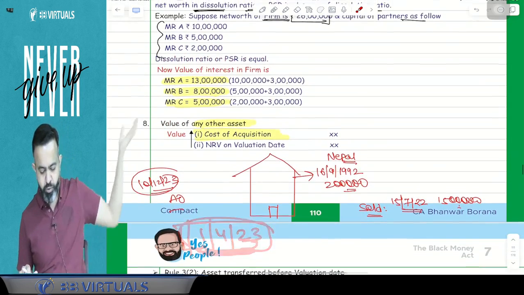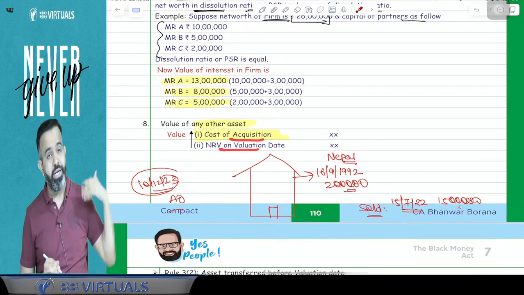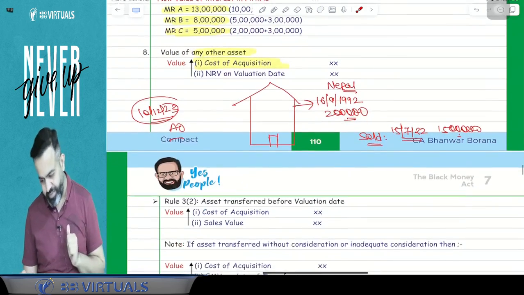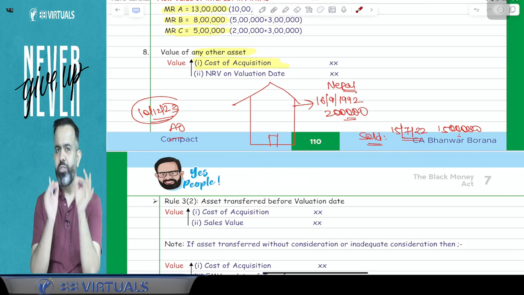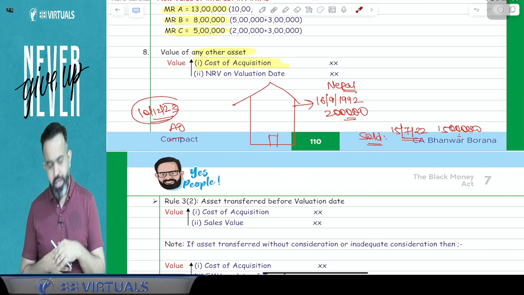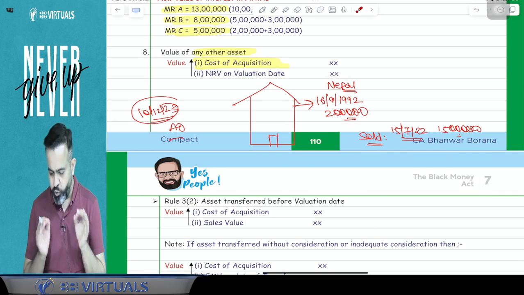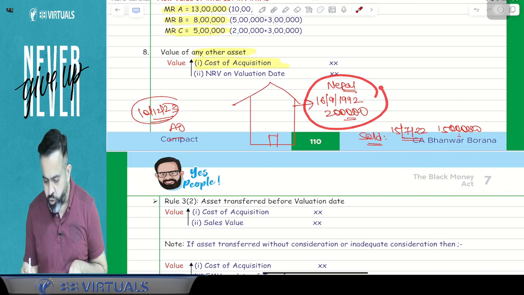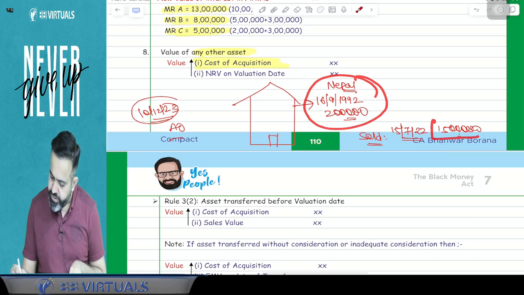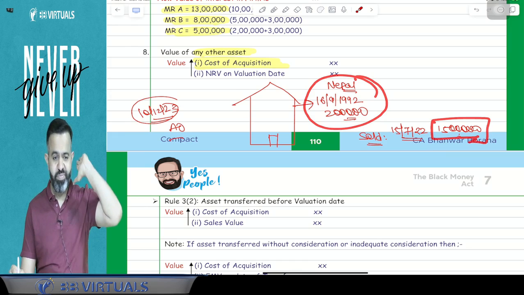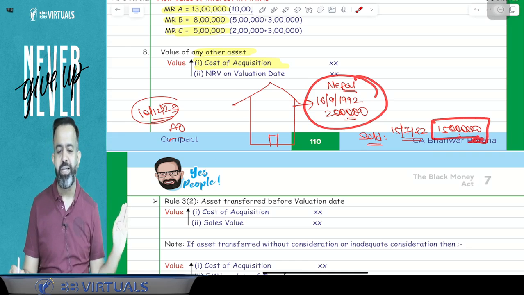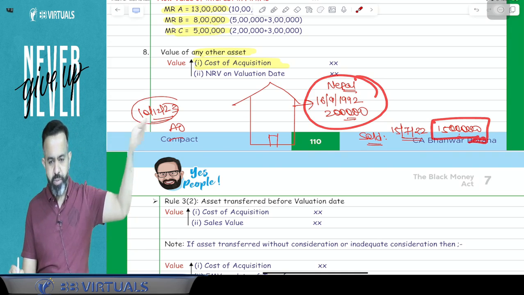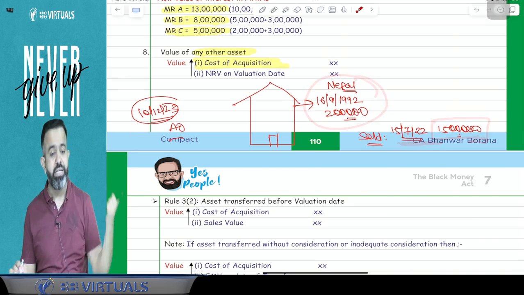Because for all assets, what was the value? Cost of acquisition or NRV as on valuation date. But before the valuation date, I have sold this asset. Then what will be the value? So here the lawmaker says that if you sold this asset before the valuation date, then your value will be the cost of acquisition or your selling price, whichever is higher. Means on this also there will be taxability.